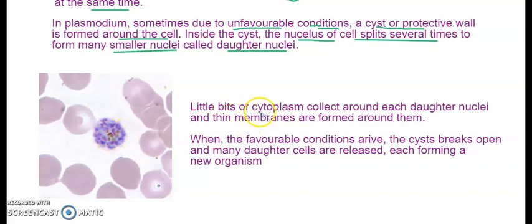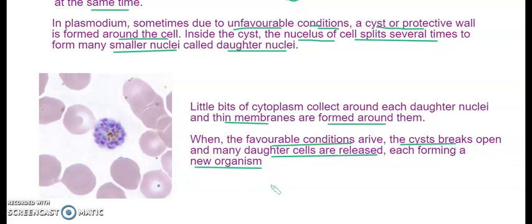So these little bits of cytoplasm collect around each daughter nucleus, and thin membranes are also formed around them. So the daughter cells are ready with their own individual nucleus and a very thin cytoplasm cover, a little cytoplasm and a thin membrane covering it. When the favorable conditions arrive, the cyst will break up and the daughter cells will be released, and each daughter cell will turn out to be a new organism.